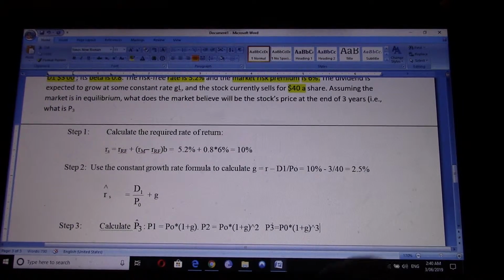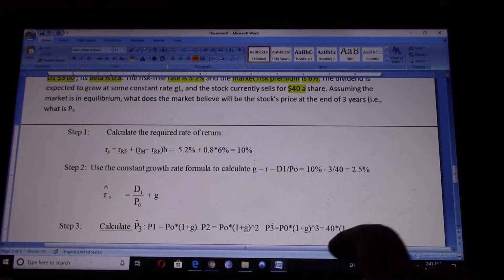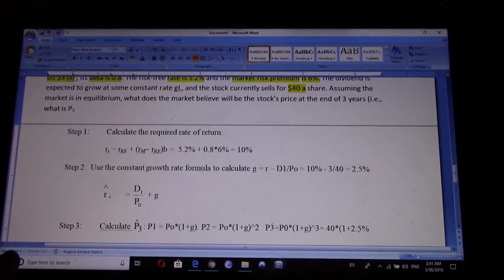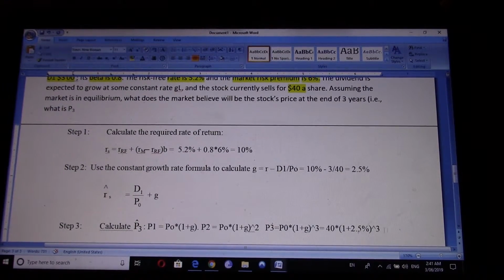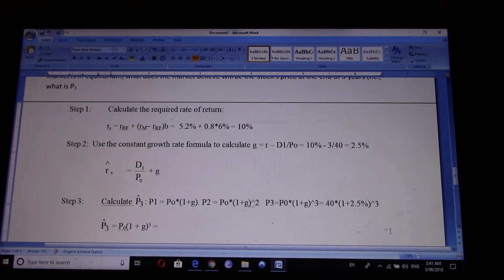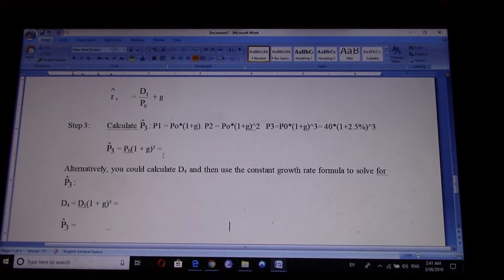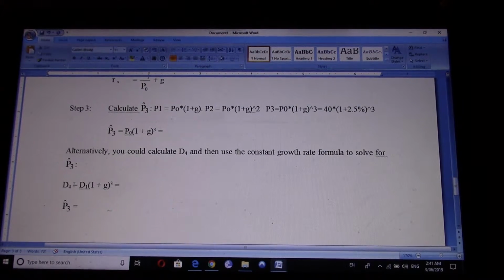times 1 plus G to the power of 3. Here, so you see, the stock price is 40 times 1 plus 2.5% to the power of 3. So this should be the answer for this. This is the way to calculate this question. Okay, so this is the equation. You can also use it to get the D3 and D4. You can use P3 equals to this. You can do this way.